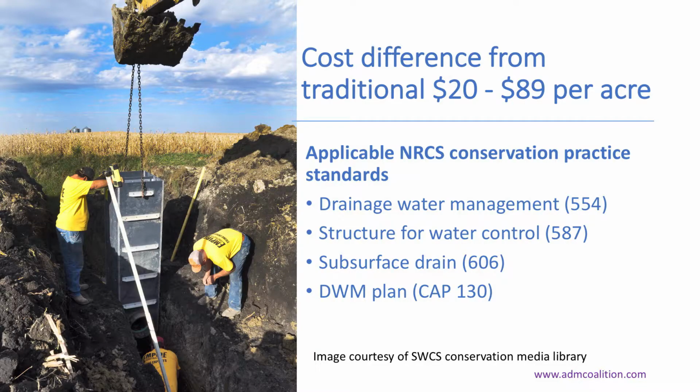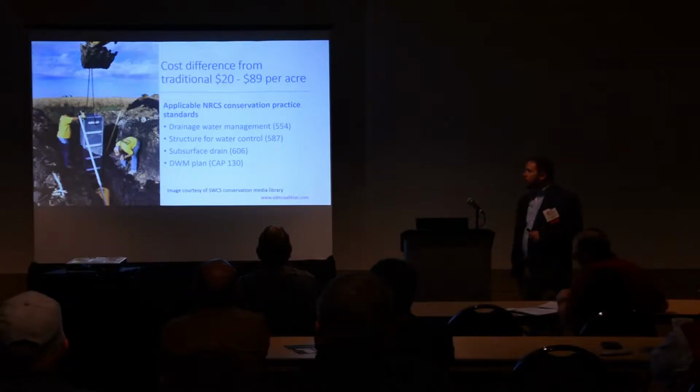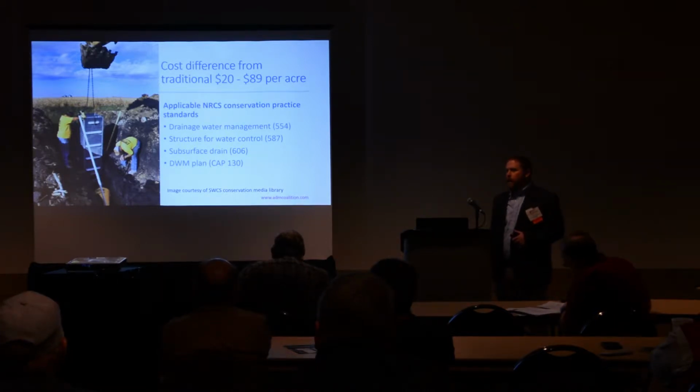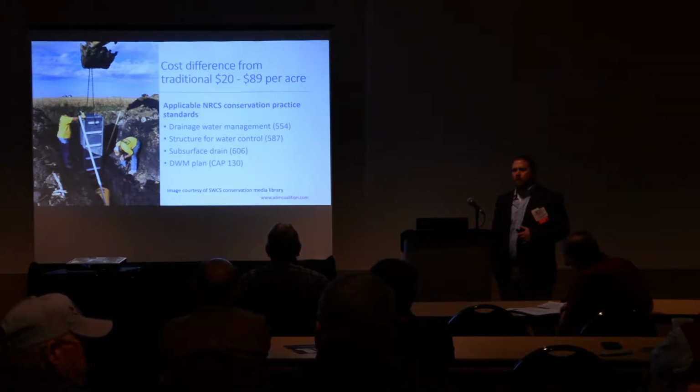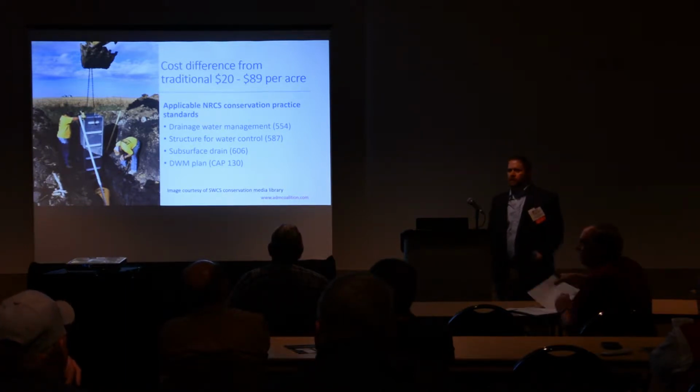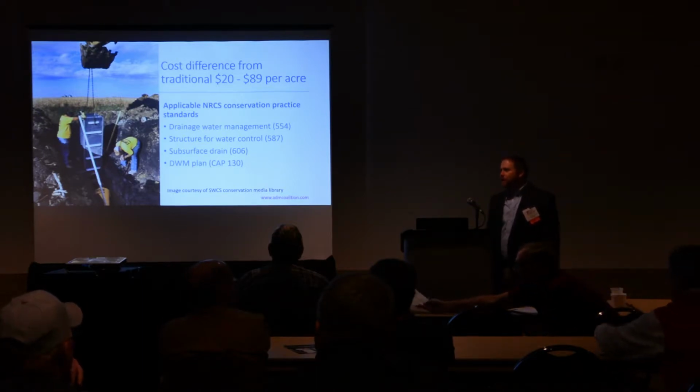This picture here is just them dropping one of those control structures down into the tile line. So inside this control structure, that's where you'd have your stop boards that you can pull in and out throughout the season. Also, the next step in drainage water management is trying to automate these control structures. We know that farmers aren't going to go out there and pull stop boards on 5 or 6 different structures in their fields throughout the year. So what happens is they might get out there, manage it for the first season or two, and then maybe just forget about it and just leave them wide open.